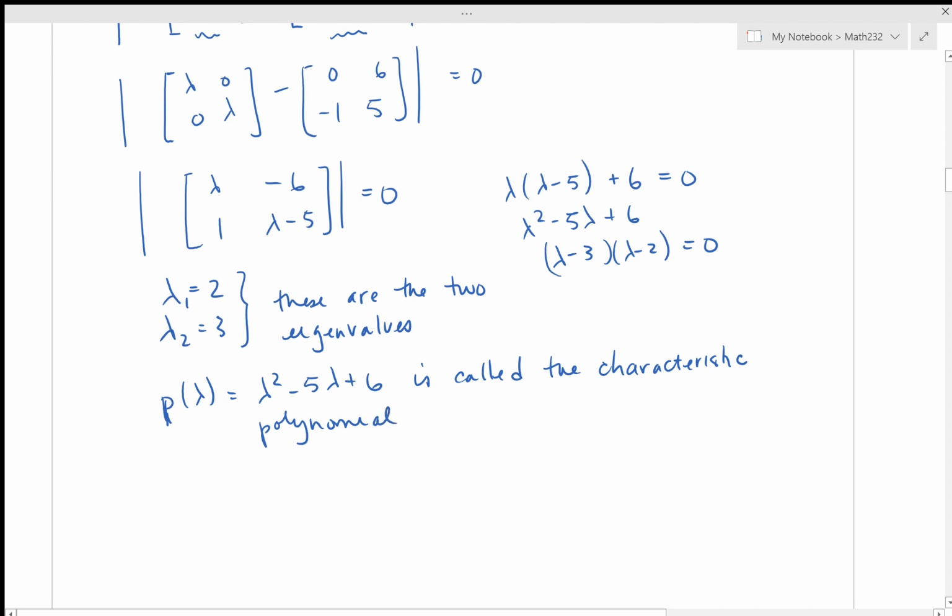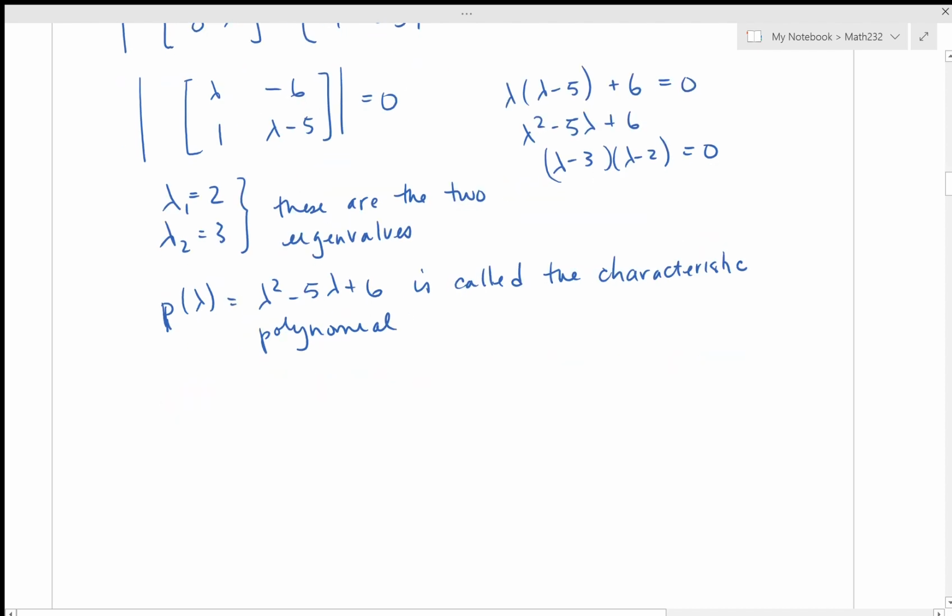Okay, so each matrix has a characteristic polynomial. And when we write this, lambda squared minus 5 lambda plus 6 equals 0, that is called the characteristic equation.